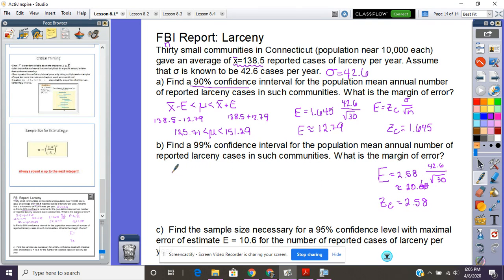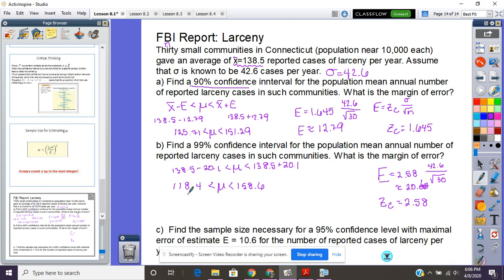So once again, we take our mean, so 138.5 minus 20.1, and our mean plus 20.1. So we'll have 118.4 to 158.6. So our 99% confidence interval, notice our interval is much wider.